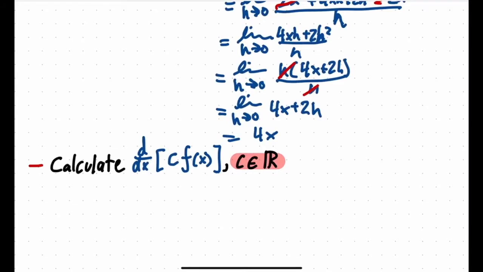This stylized R represents the real numbers. And so this means that c belongs to the real numbers. So it is a number. It isn't equal to some other multiple. It doesn't have an x in it. It doesn't have anything that would be considered a function. It's just one concrete real number.